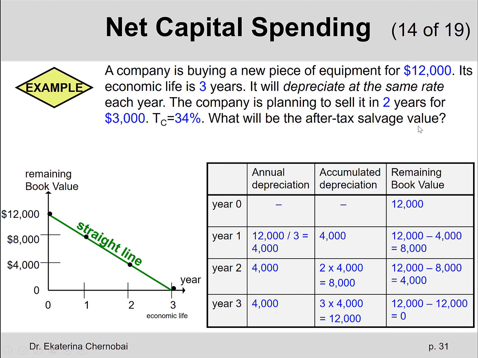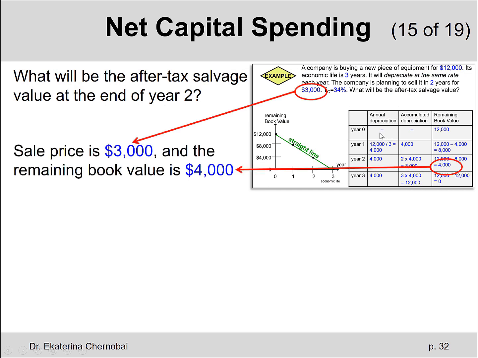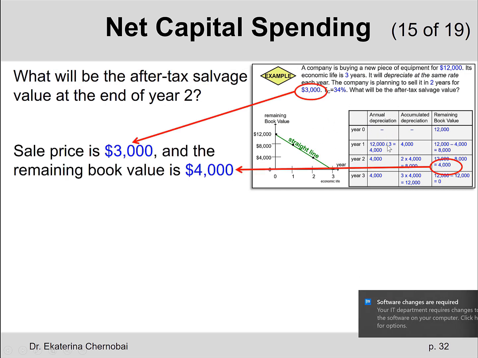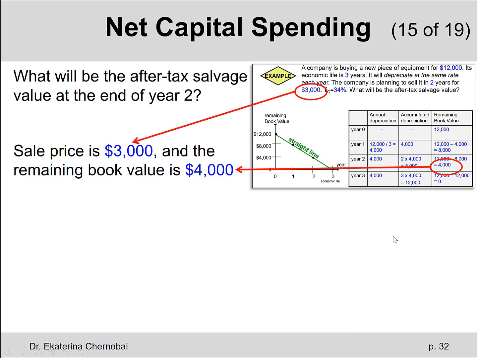What will be the after-tax salvage value? So what information do we need to answer this question? You only need to look at the selling price, which is $3,000, and you need to compare it against the remaining book value, which is $4,000, right, at the end of the second year. So the end of year 2 is the only year that we should now focus on.